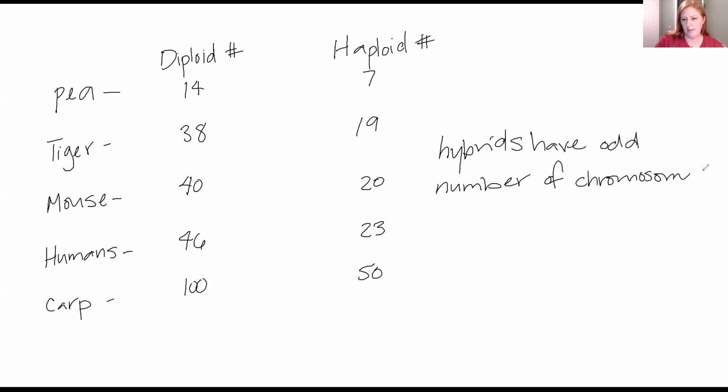So because of that, they can't reproduce, okay? Because there's too many and an odd number for them to be able to reproduce with each other or with the original parent generation, okay? Let me share this now. Okay.